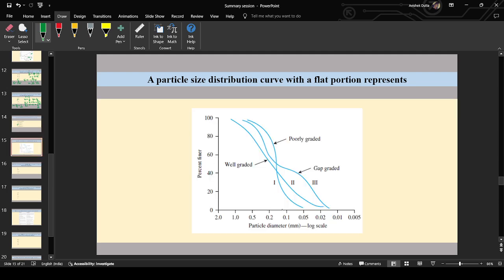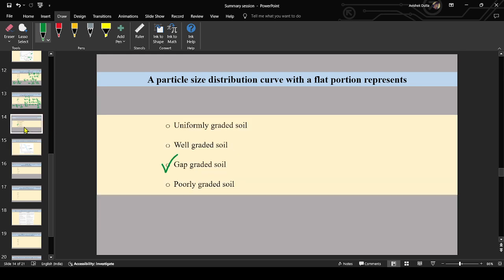Poorly graded soil means too many soil particles of one size. Like if we go to 80% and go down, that is too high a percentage of soil found between 0.1 and 0.2 over here. Now in gap graded soil, a particular soil particle range between 0.1 and 0.05 is absent, so it is giving the same percentage finer for both particle diameters. So this is a graph with a flat portion. It is called gap graded soil.